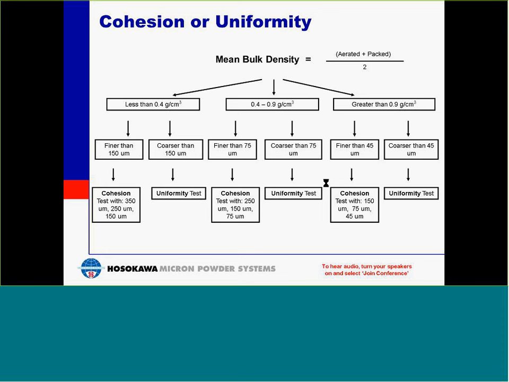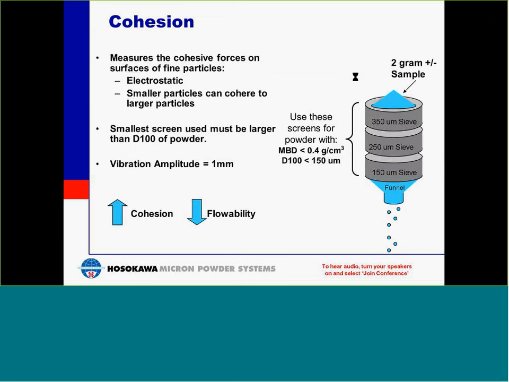Now, we're going to talk about cohesion, and I skipped over that simply because we're going to revisit it a little bit further here. Once we've established what the mean bulk density of the product is, and here we're looking at less than 0.4 grams per cc, what we're going to identify now is how the various sieve screens. We're going to find a sample of material you're analyzing. We're going to place it on top of the three sieve screens that have been tare weighted, and we're going to evaluate that with an amplitude of 1 millimeter.